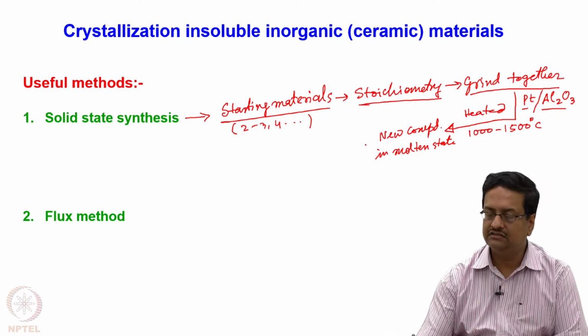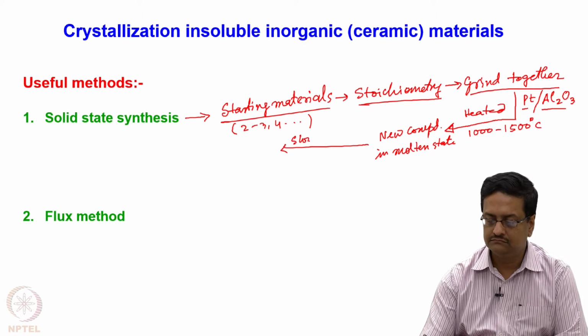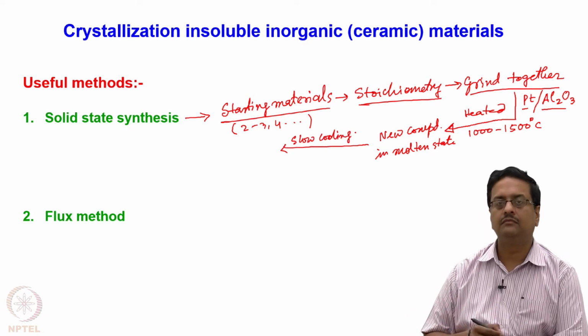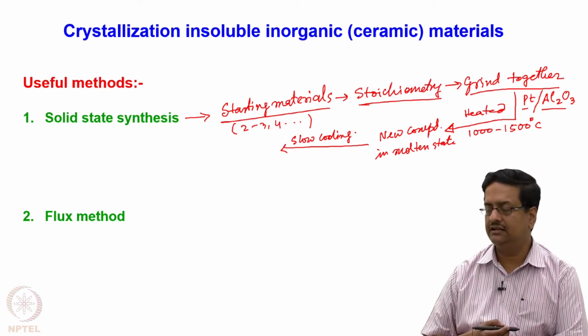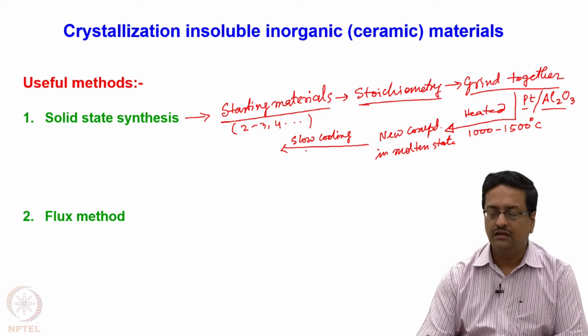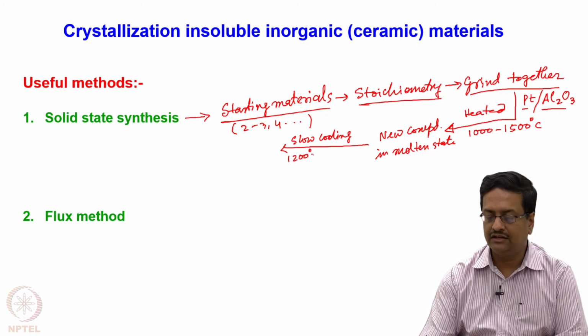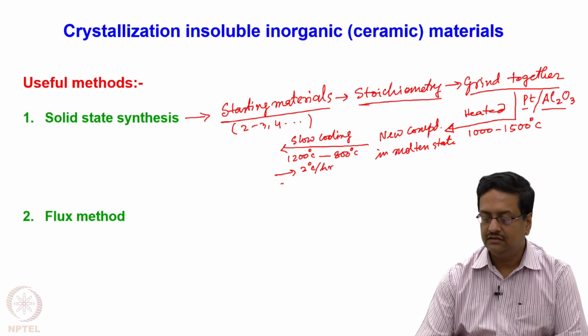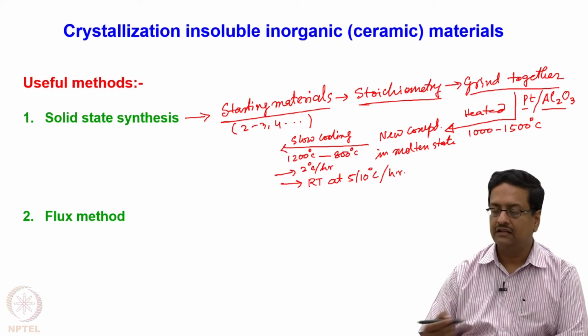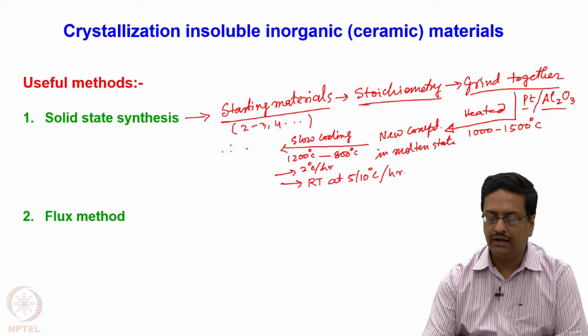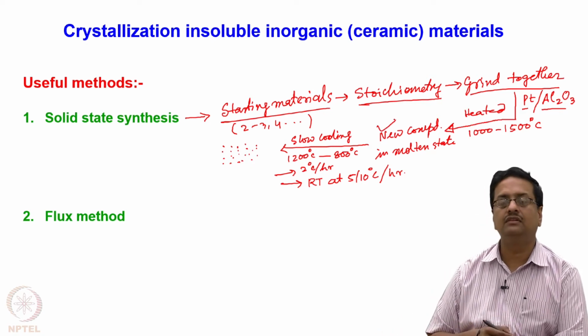And that molten liquid is then cooled very slowly from its reaction temperature, which may be 1200–1300 degrees centigrade, to room temperature, initially from say about 1200 degrees centigrade to about 800 degrees centigrade at a rate of 2 degrees centigrade per hour, which is a very slow cooling rate, and then cooled to RT at 5 or 10 degrees centigrade per hour. So in this process, inside those platinum boats, you generate very tiny crystals of the new phase that was formed in the molten state.